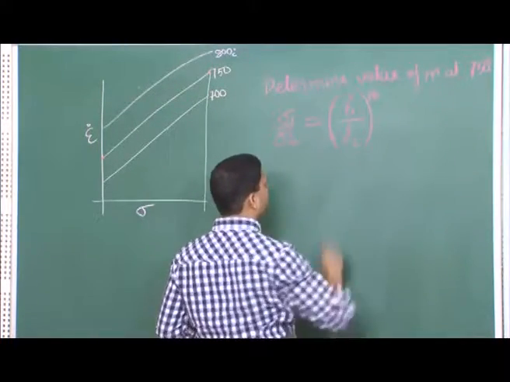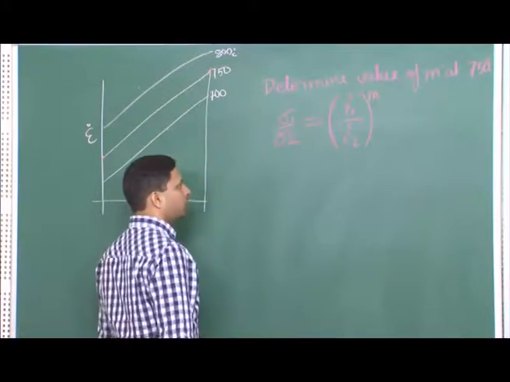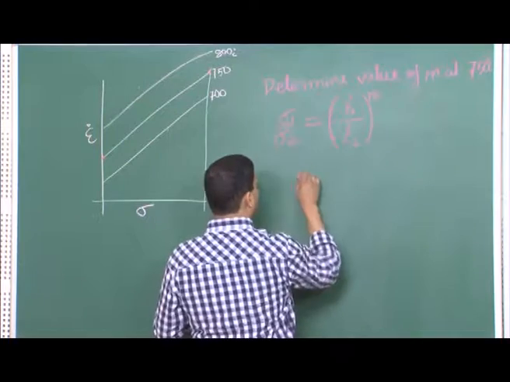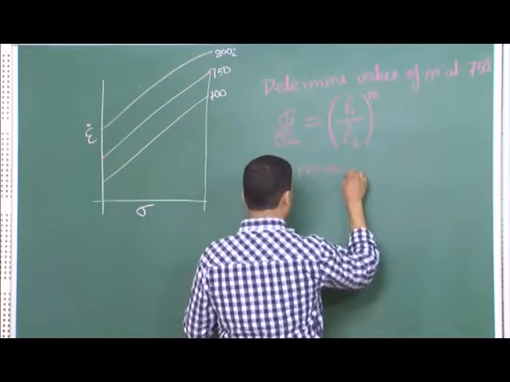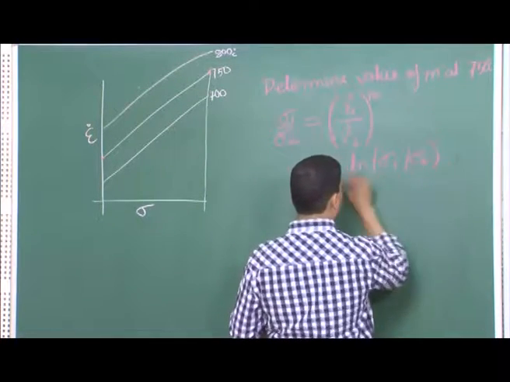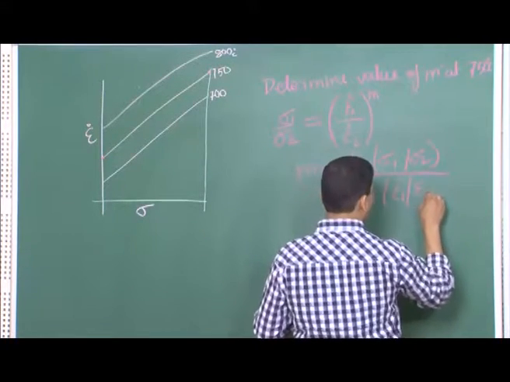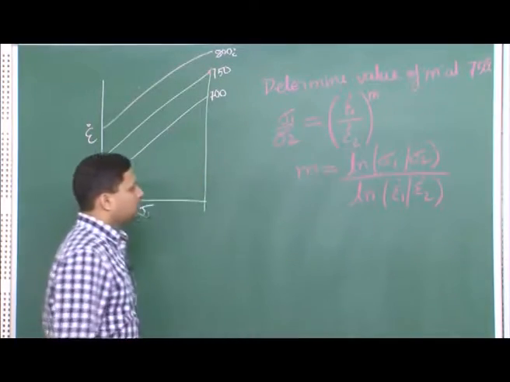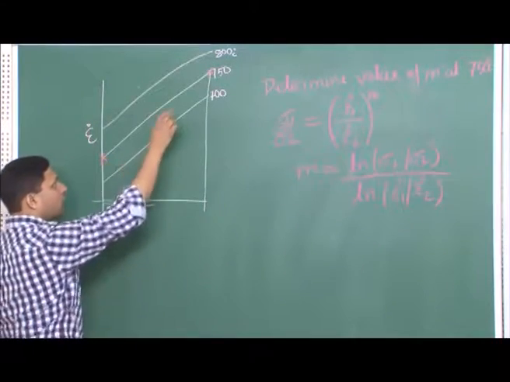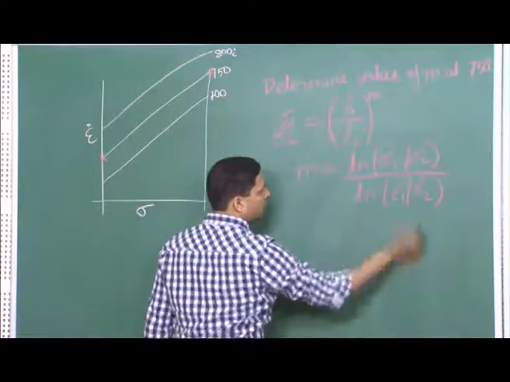Now, sigma 1 by sigma 2 is equal to the ratio of strain rates raised to the power m. This is our old equation where we know that flow stress depends on strain rate, and from here we can take log on both sides, and you can show that m will be equal to the log of the ratio of strain rates over the log of the ratio of flow stresses. Now, like I said, you have data points from this slope, strain rate 1 sigma 1, strain rate 2 sigma 2. So, for that particular temperature you can get m value.